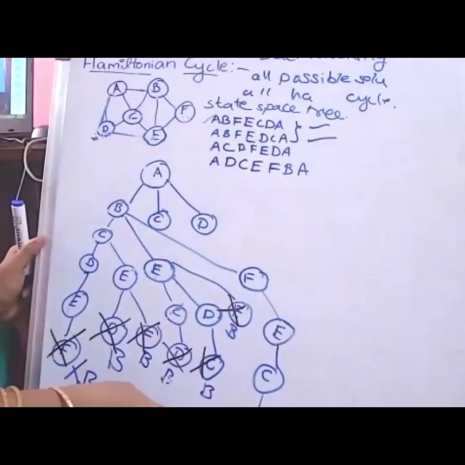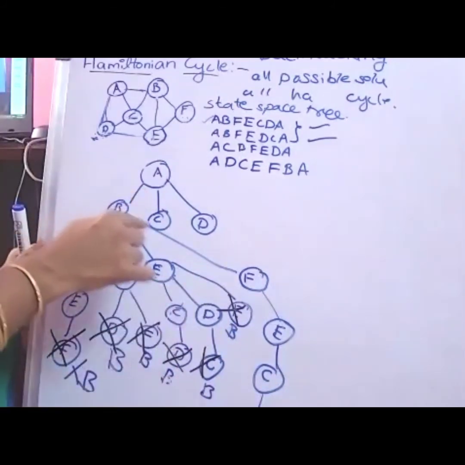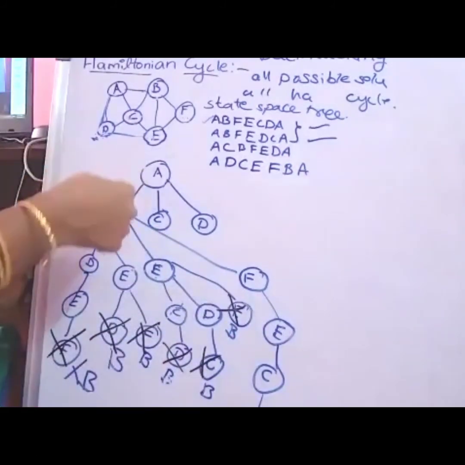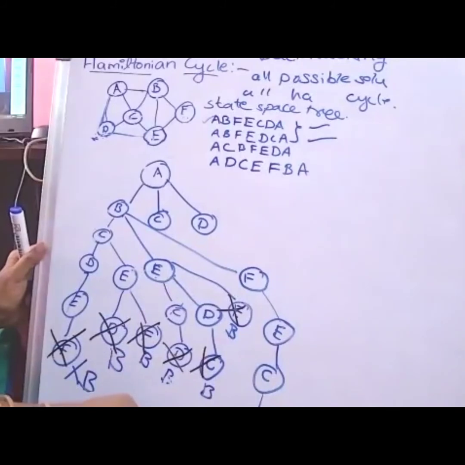What is a Hamiltonian cycle? What is the definition? Visit all the vertices in a graph only once and go back to the starting vertex. That type of cycle we can call a Hamiltonian cycle.